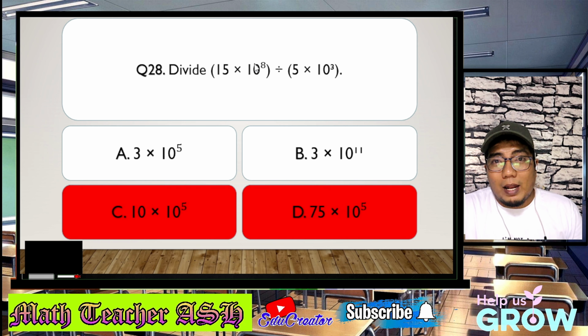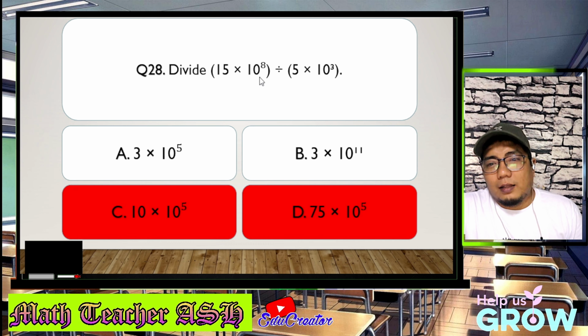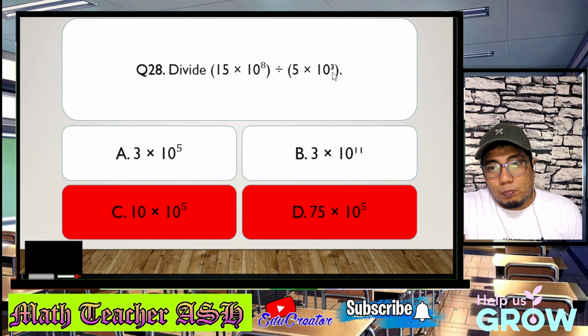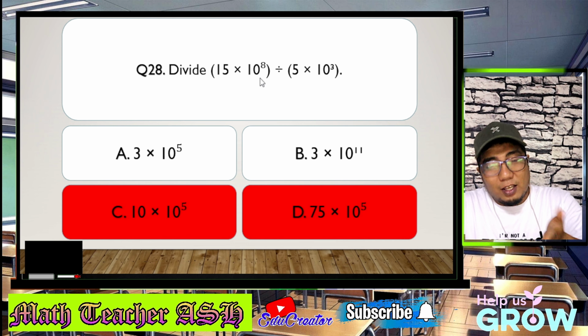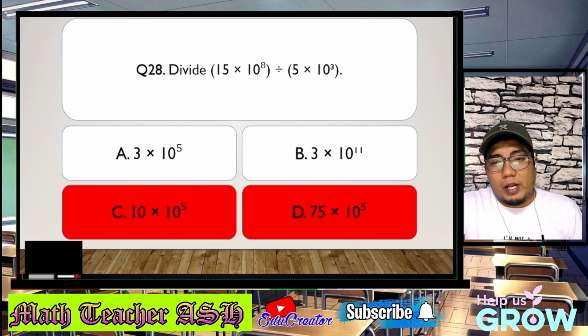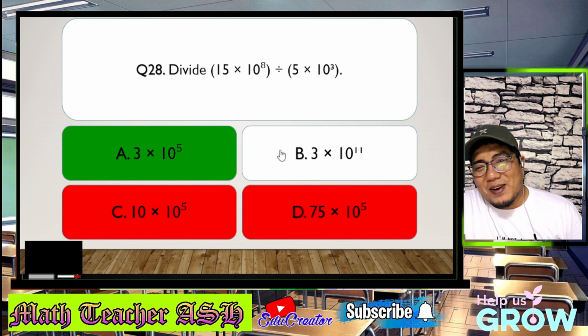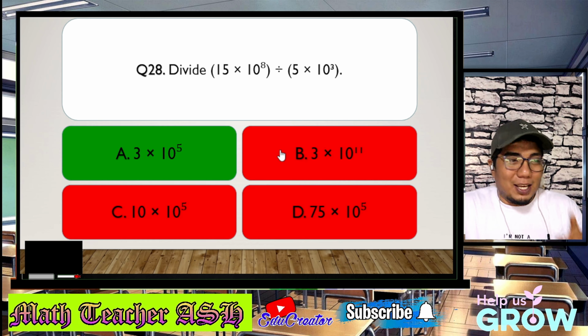Alright, now what will happen for division when you are dividing scientific notation? In this case, 10 to the 8th power and 10 cubed. When you are dividing, you just subtract the exponents. So, 8 minus 3, that will be 5. So, 10 to the 5th power. Letter A. Easy, right? Very easy, my dear math learners. I hope you got that one.